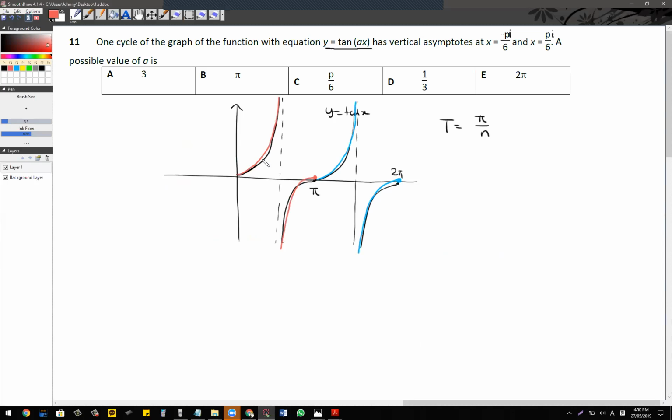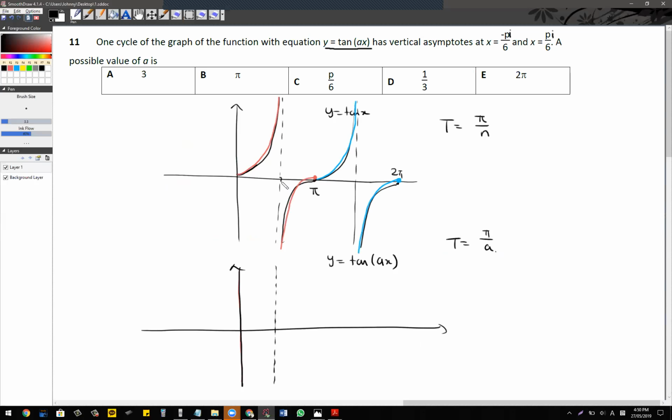Now, whatever this function is, this one is y equals tan of ax. Of course a determines the period. The period is pi over a. Now, the asymptote is here.